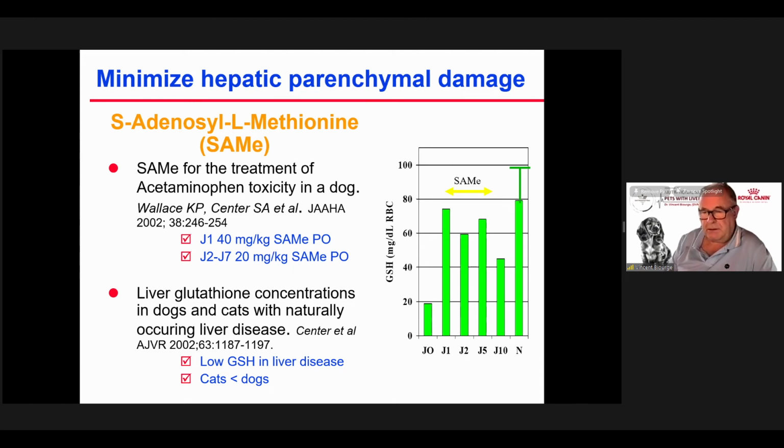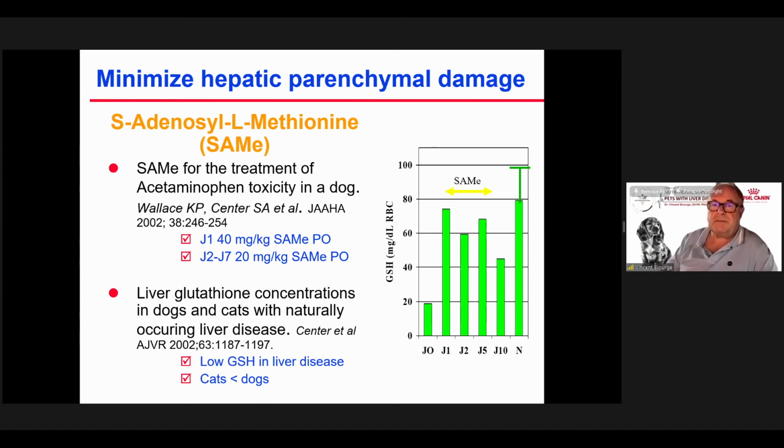SAMe. If you give SAMe to the animal, you have an increase in the concentration of glutathione in the red blood cells and in the plasma. Again, it's not in the diet, but that's something you may consider in patients with liver disease.